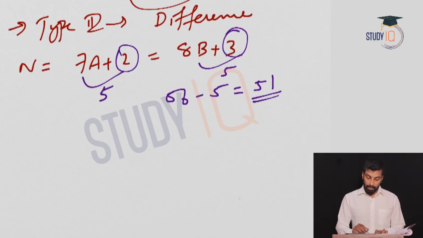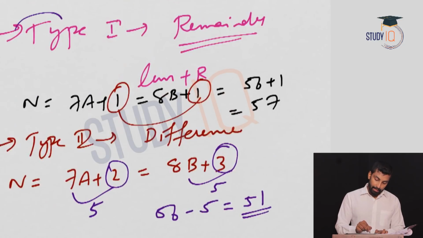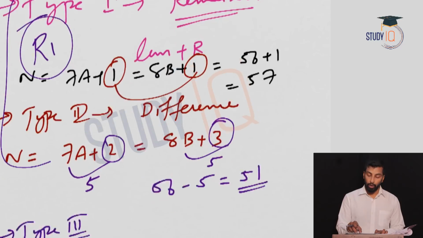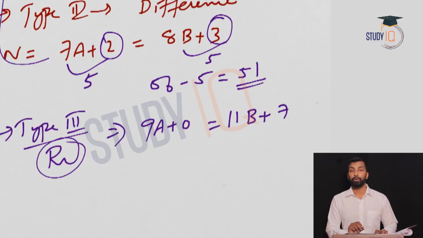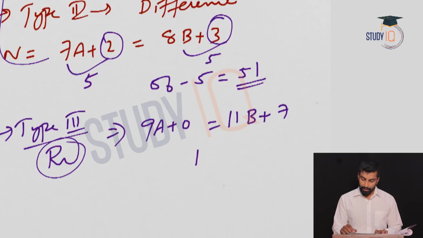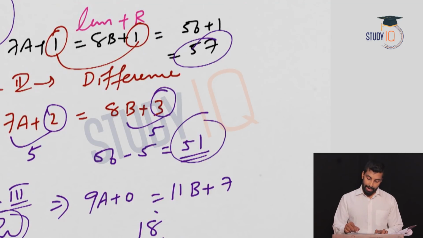What is the third type? There is nothing common. So type 3 is your round 2 question. These two are must-attempt round 1 questions. So type 3, there is nothing common: 9a plus 0, 11b plus 7. You need to do it manually, and when you did it, you got 18 as the answer. So what we got here is 57, 51, 18, etc.